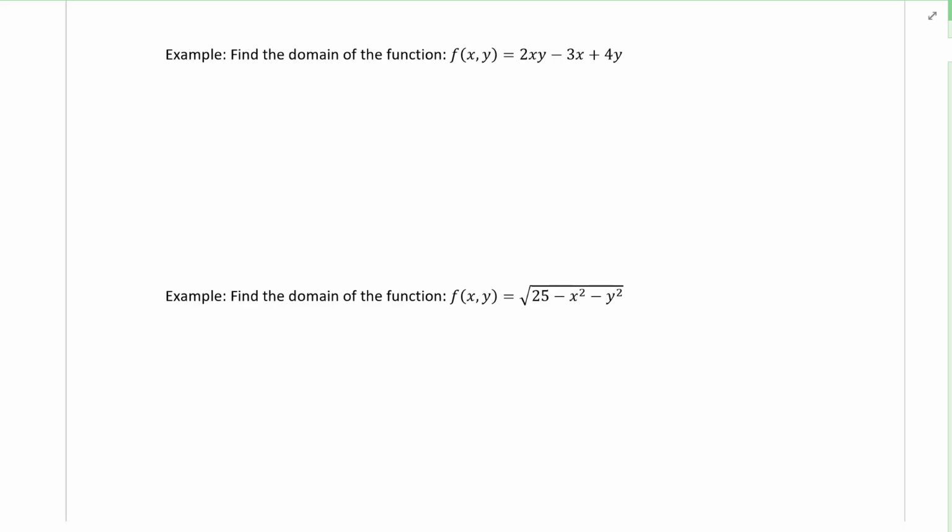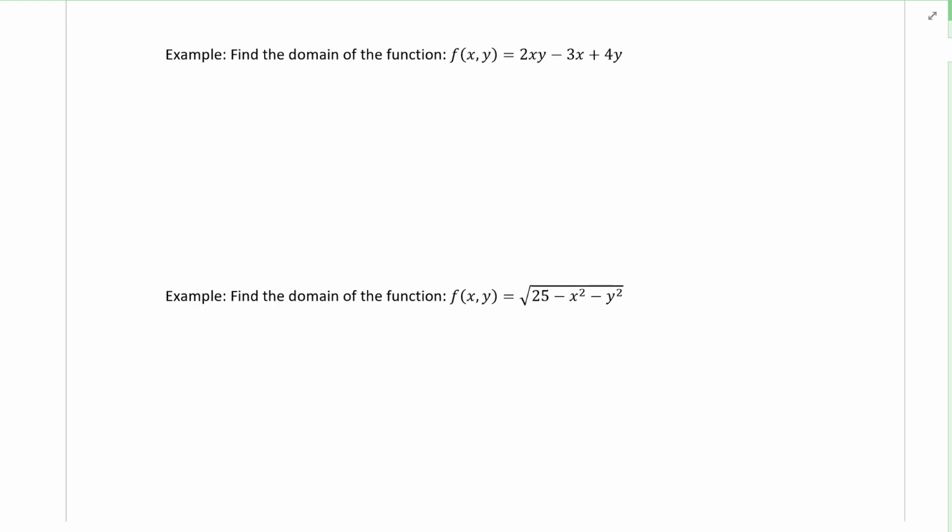In this video, we'll talk about functions in 2 or 3 variables. We will find the domain for the functions, and we will also graph a few level curves. So let's talk about the first example.